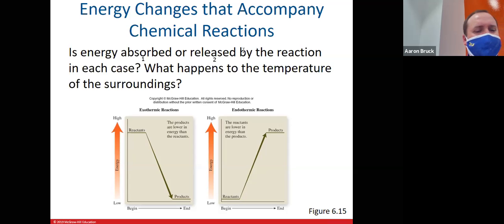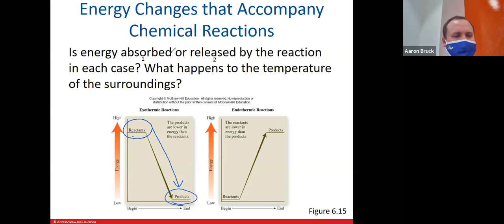We are seeing a release of energy in the left panel. Our reactants are at a higher energy than our products. To get from here to here, you gotta release that energy. We call that process exothermic.